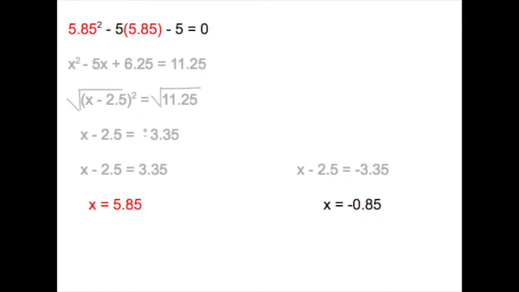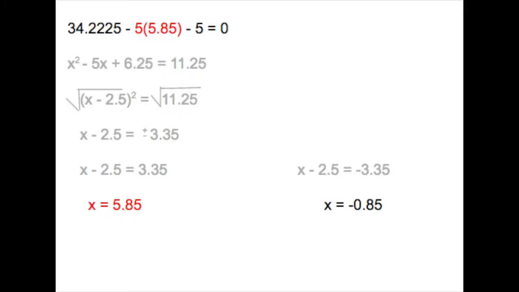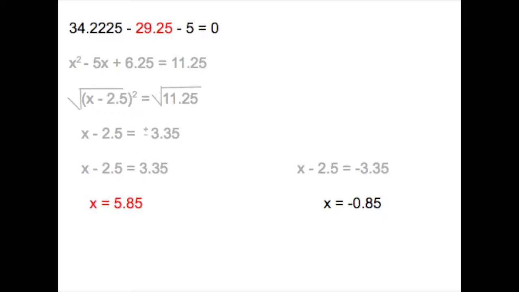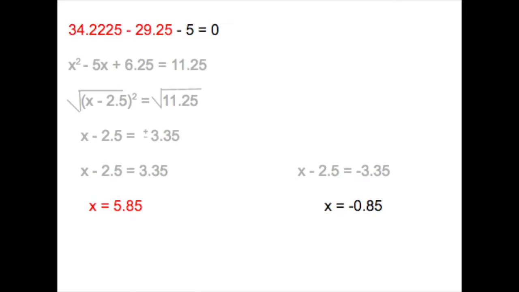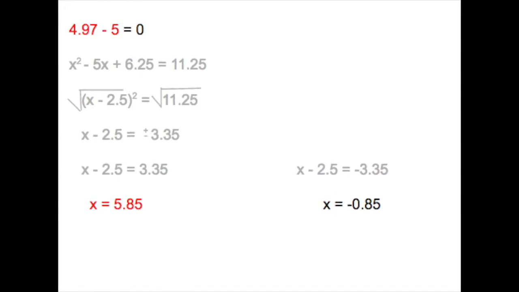We will start by substituting our first answer, 5.85, in for both x's. According to order of operations, we do our exponents first, so 5.85 squared is 34.2225. Then we do multiplication, 5 times 5.85, which is 29.25. 34.2225 minus 29.25 is approximately 4.97. And 4.97 minus 5 is negative 0.03, which is very, very close to 0.